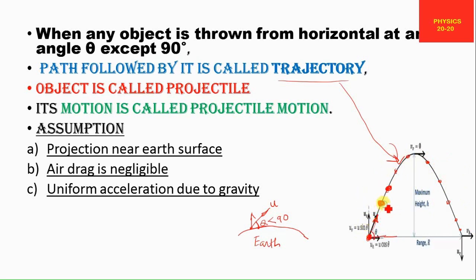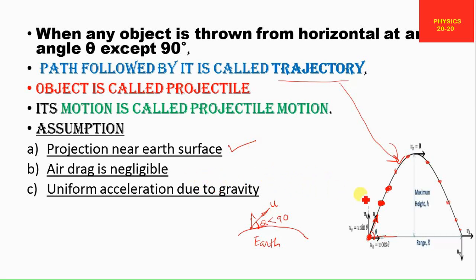Discussing projectile motion, a few things have to be kept in mind. The projectile should be projected near the earth surface. It should not be far away from the earth surface, because if we go far away, then the acceleration due to gravity also changes. So we have to keep in mind that the projection is near the earth surface.